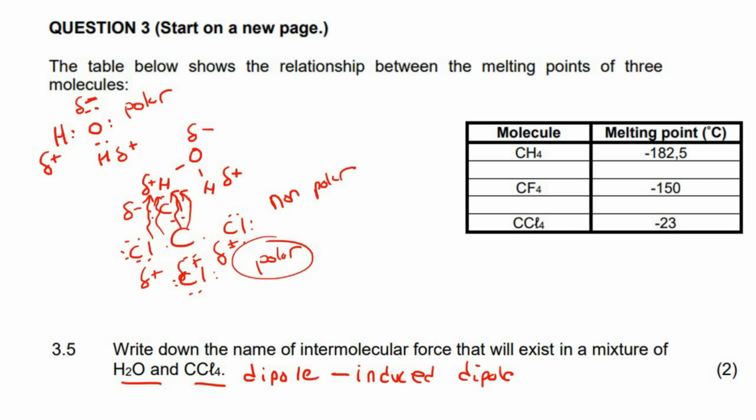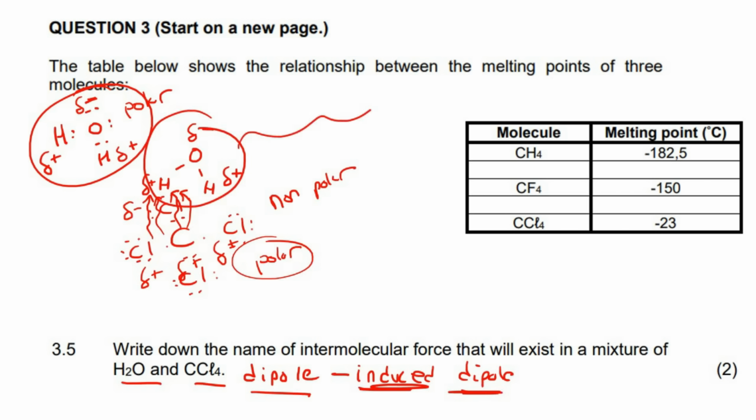So we say that you have a dipole molecule inducing a dipole in another molecule. So it's called a dipole-induced dipole. And then as soon as this water moves away again, then all of this will just go back to normal. Okay? So this is just a temporary dipole.